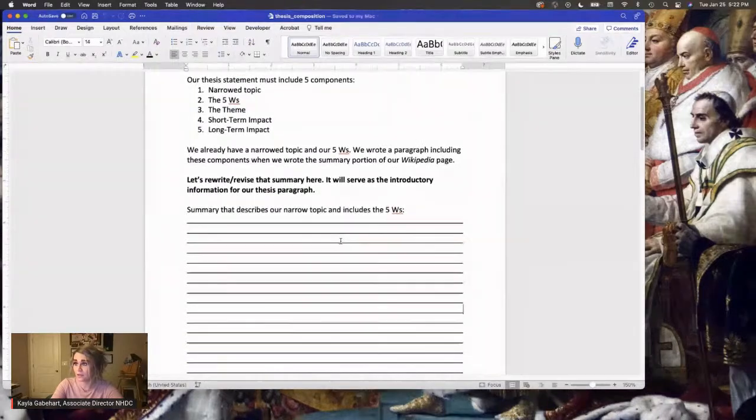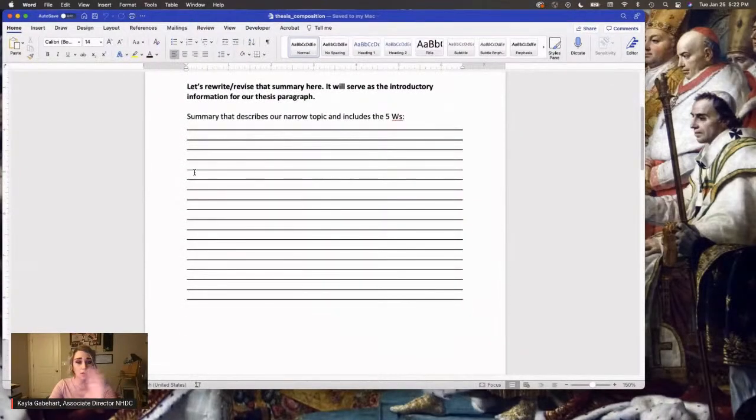So here, we're just going to write, we're not going to worry about the argument right now. We're not going to worry about being super specific. We're going to write a summary that describes our narrowed topic and includes the 5 W's, okay? We're just going to draft that right here. And it doesn't have to be perfect. We can go back and read it sentence by sentence and say, could I be more specific here? Could I be more specific here? And we're going to make those edits.